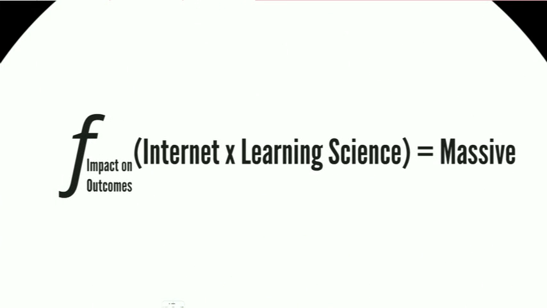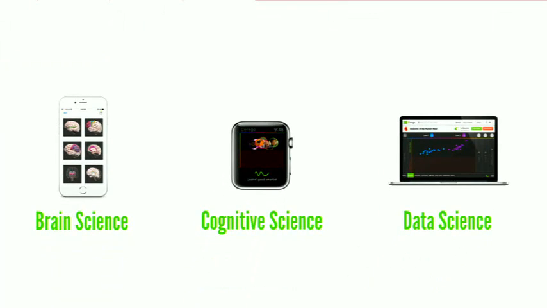We believe that the intersection of the internet and learning science is going to have a massive impact on educational outcomes, especially since we're all running around with microcomputers in our pockets 24/7 hooked to the internet. And my company is all about the science of learning. And what I want to do is give you a 30,000-foot view of three areas of our science: the brain science, the cognitive science, and the data science.